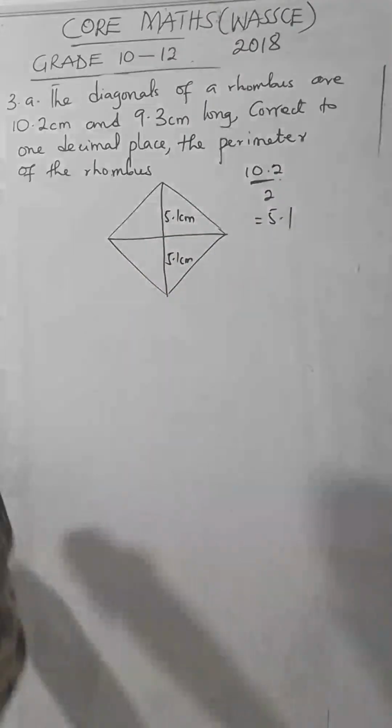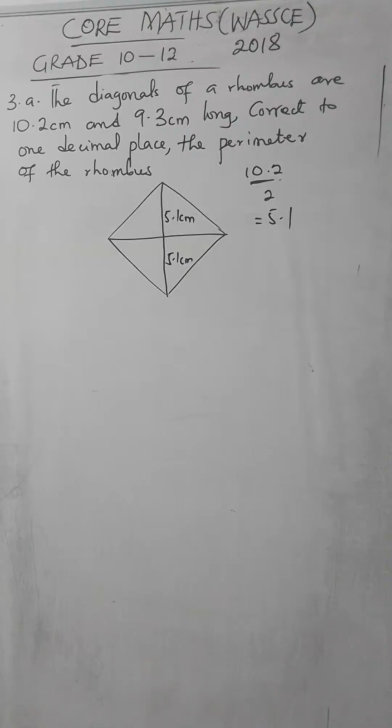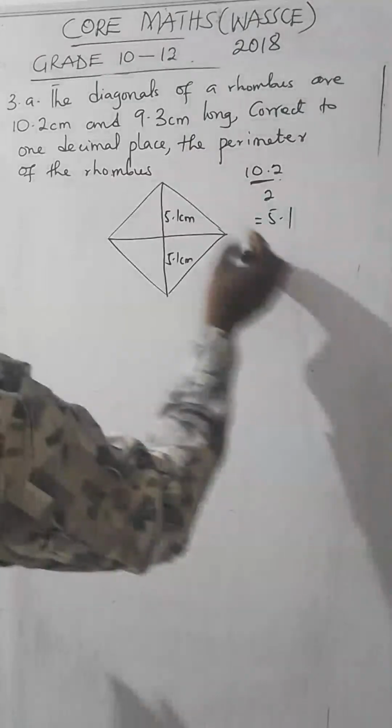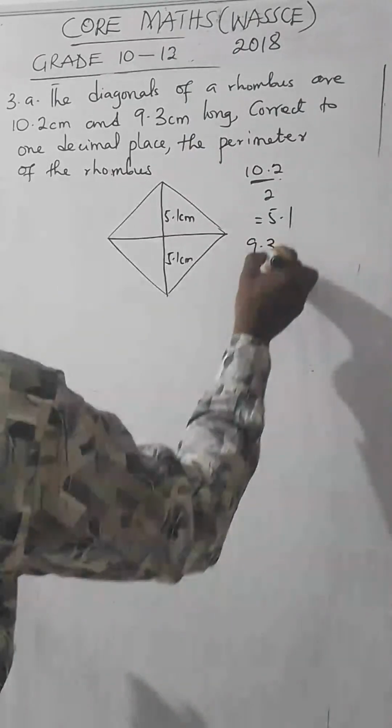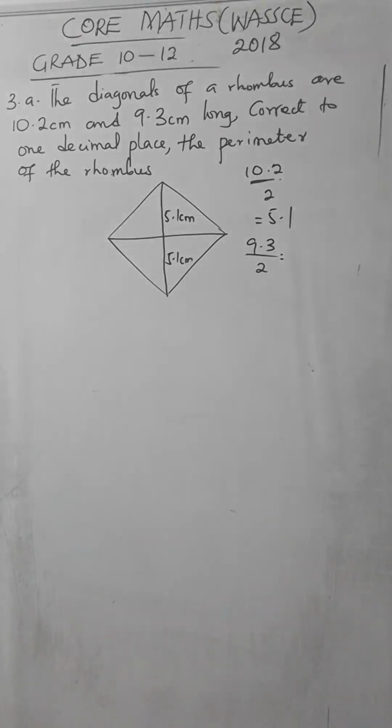Then the 9.3 also we divide by 2. The 9.3 we divide by 2, which will give us 4.65.